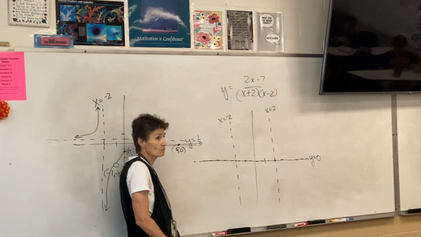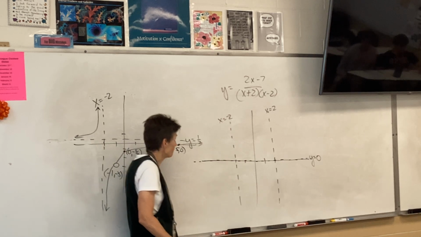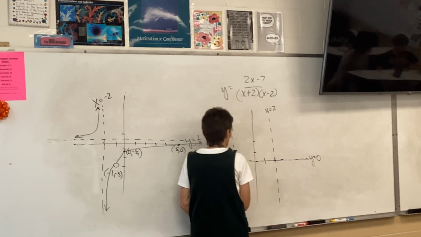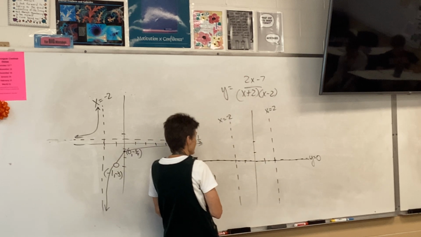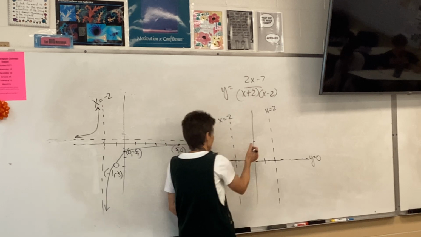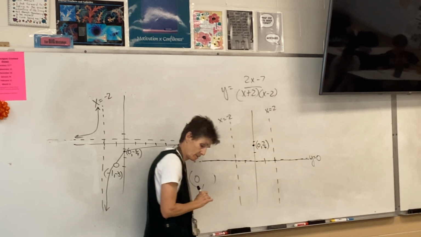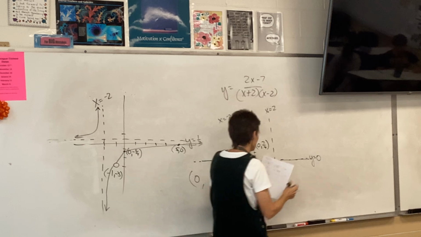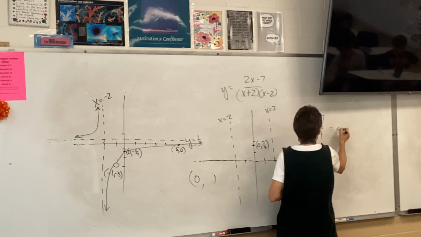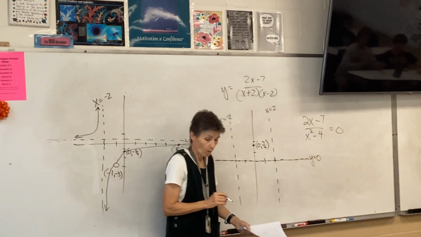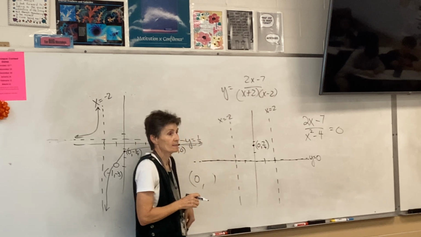Do I have a y-intercept? Well, let's see. What happens if I let x be 0? What do you get if you let x be 0? That's your y-intercept. You let x be 0. What do you get? 7/4. What makes this fraction equal 0? That's a 0. What makes it equal 0? There's only one number that would make that equal 0. What is it? 7/2.